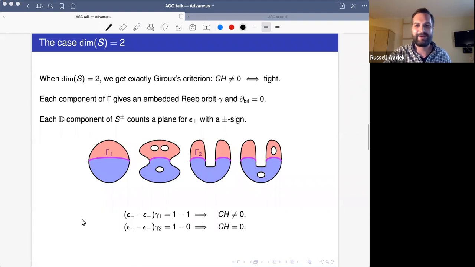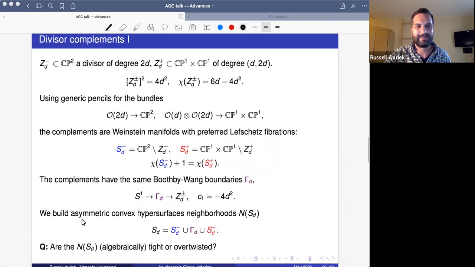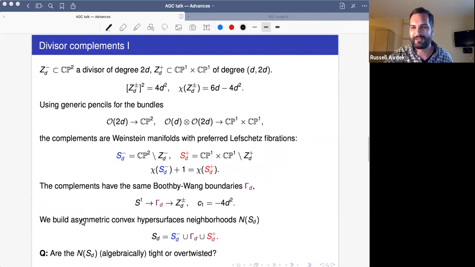So now we'll do some of my favorite examples, talking about stuff I'm totally unqualified to talk about, algebraic geometry. Here are some really cool surfaces holomorphically embedded in some 4-manifolds. I'm going to take a divisor, which I'll call Z minus d, in CP2. This is going to be a divisor of degree 2d. And then I'm going to take a divisor I'll call Z plus d in P1 times P1 of bidegree (d, 2d). If I look at these 2 divisors, they're closed Riemann surfaces, their self-intersection numbers are the same, and their Euler characteristics are the same.